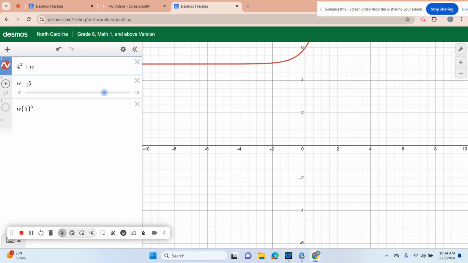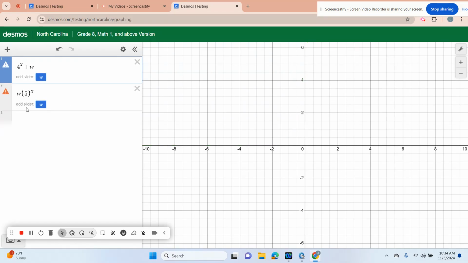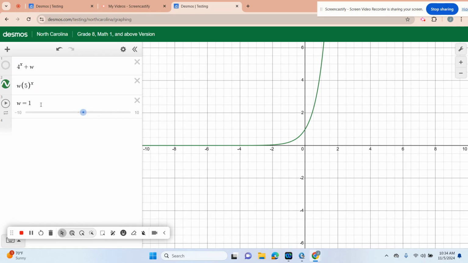What did they call that thing? Okay, slider, that's what it was called, not a scalar. So the next question was w times 5 to the x power. So yes, I'm going to go ahead and add a slider to that. I could have used the same slider, but when you're using Desmos on your EOC, it's going to give you a new Desmos every time, so you would have had to type it in and add the slider.